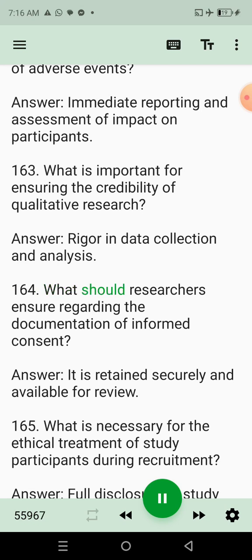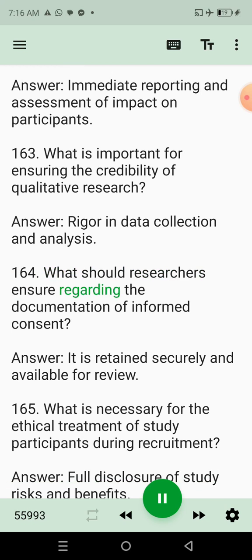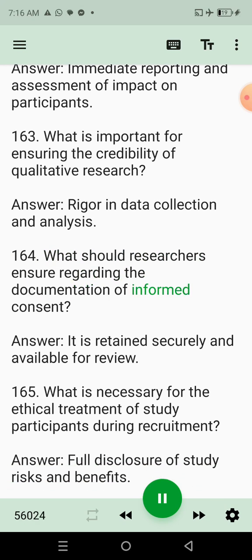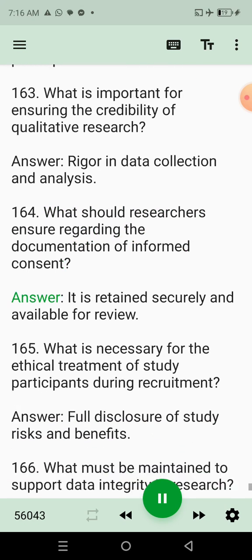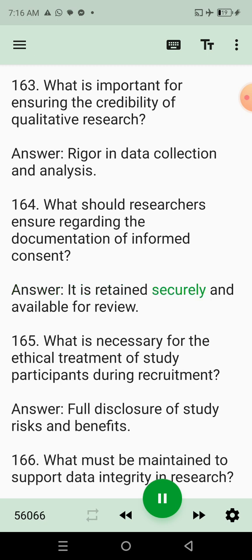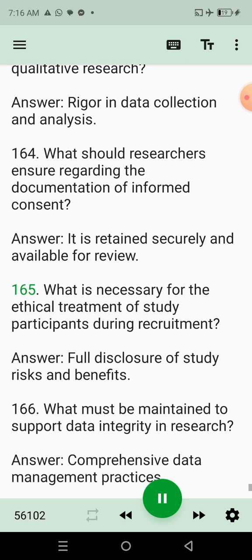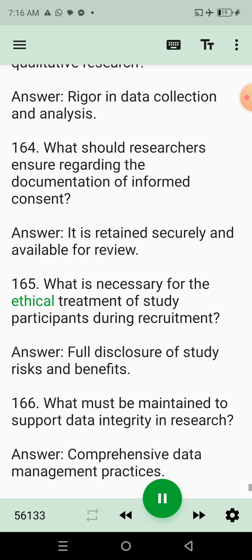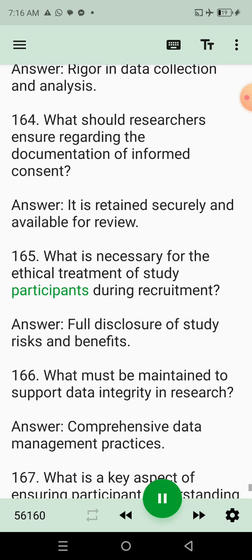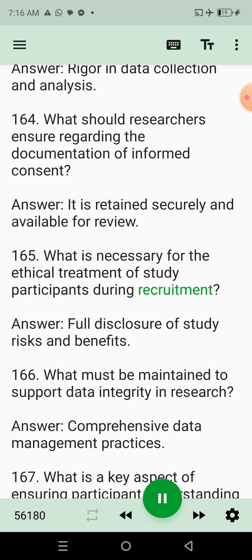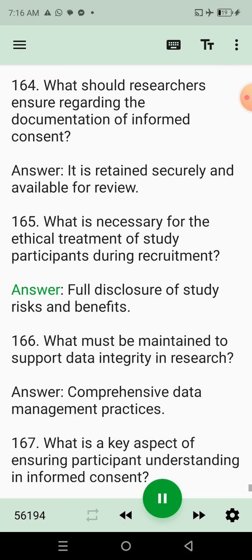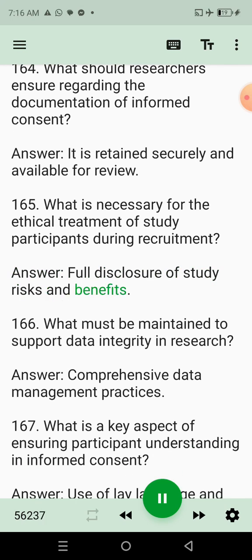164. What should researchers ensure regarding the documentation of informed consent? Answer: it is retained securely and available for review. 165. What is necessary for the ethical treatment of study participants during recruitment? Answer: full disclosure of study risks and benefits.